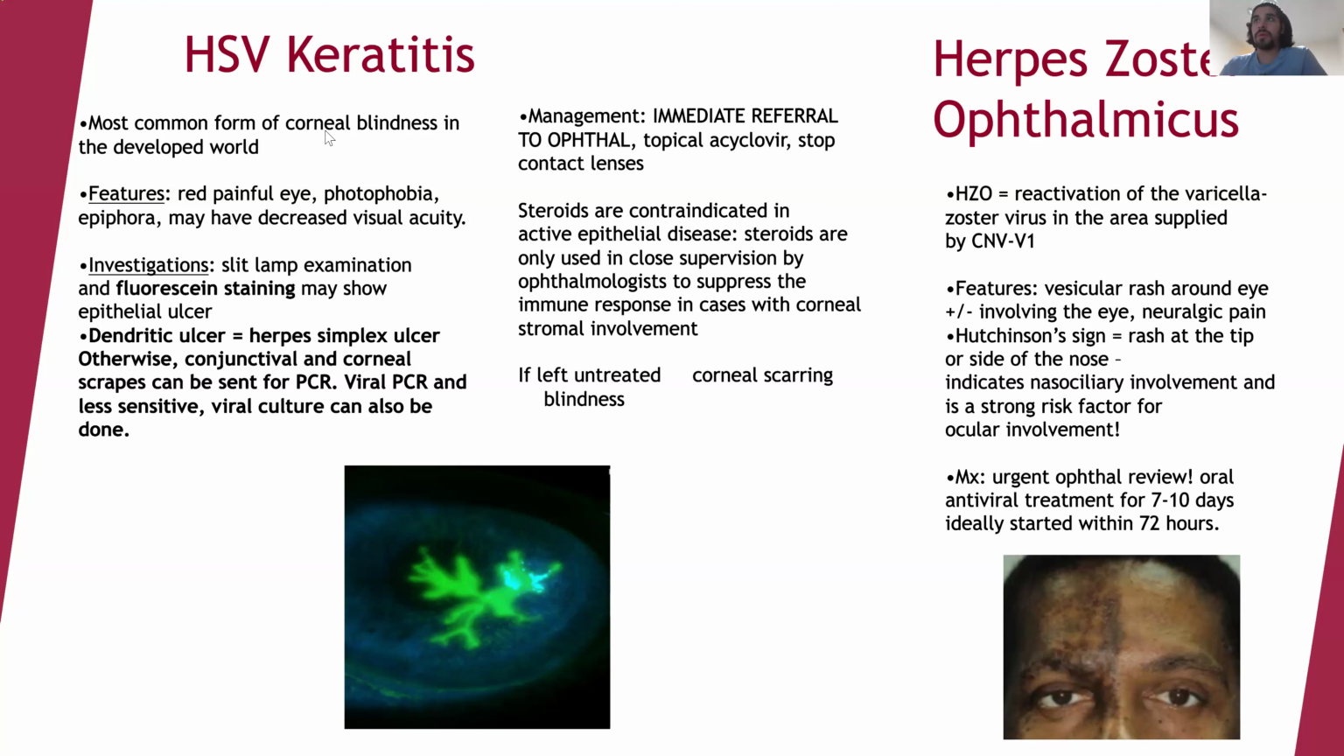Another important thing is herpes zoster ophthalmicus, and this is a kind of shingles, a reactivation of the varicella zoster virus in cranial nerve 5, the trigeminal nerve, and you get that vesicular rash around the eye. The main thing that you'll see in SBAs is the rash at the tip of the nose. That's called Hutchinson sign. If it says that, it's herpes zoster ophthalmicus, and so it's an immediate referral, antivirals started within 72 hours because it can spread to your eye. So that's what they're worried about.